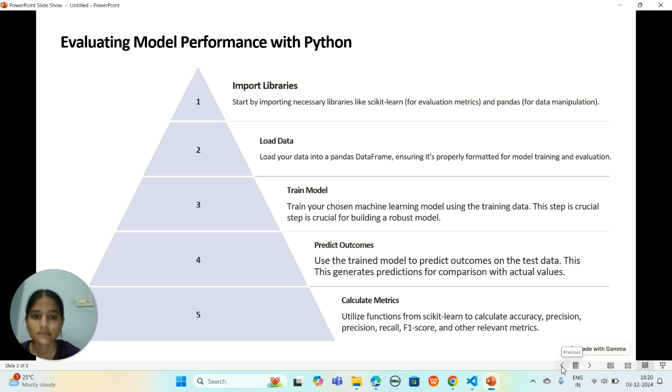Train the model. Train your chosen machine learning model using the training data. This step is crucial for building a robust model. Fourth one is predict outcomes. Use the trained model to predict the outcome on the test data. This generates predictions for comparison with actual values. Calculate metrics. This is the last step. Utilize functions from scikit-learn to calculate accuracy, precision, recall, F1 score, and other relevant metrics.